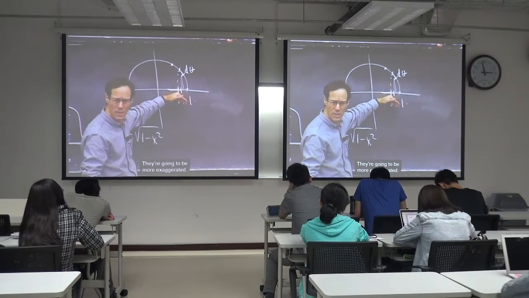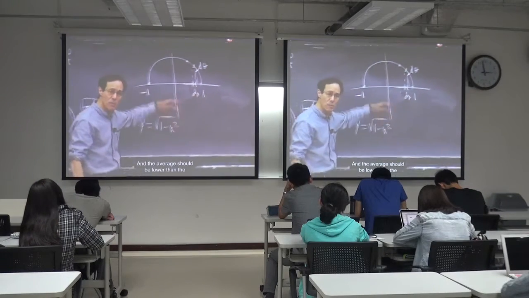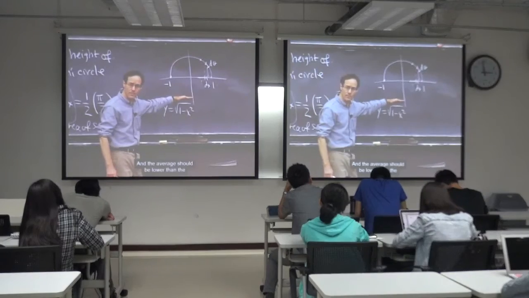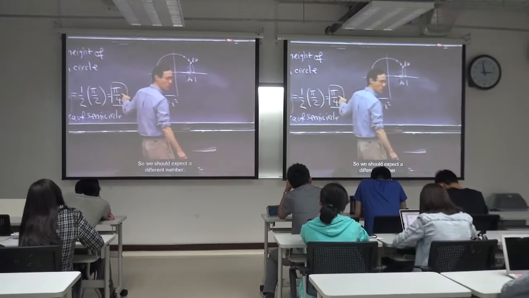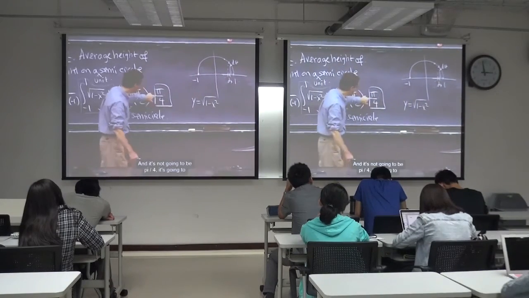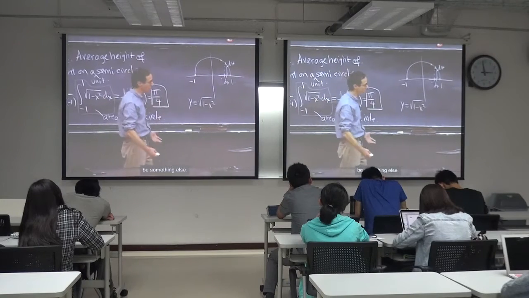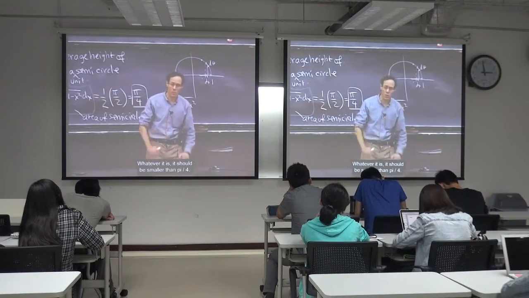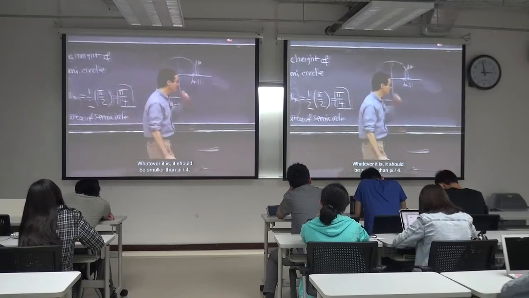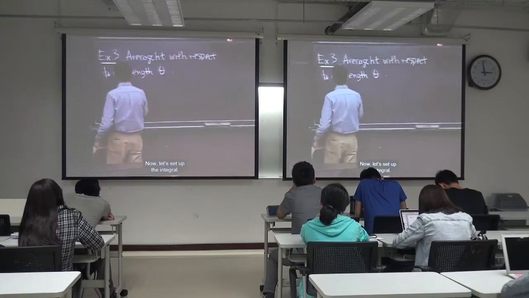They're going to be more exaggerated, and the average should be lower than the average that we got here. So you expect a different number, and it's not going to be pi over 4. It's going to be something else. Whatever it is, it should be smaller than pi over 4. Now let's set up the integral.